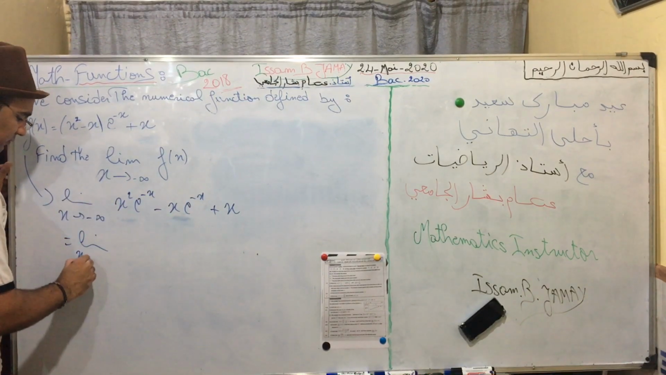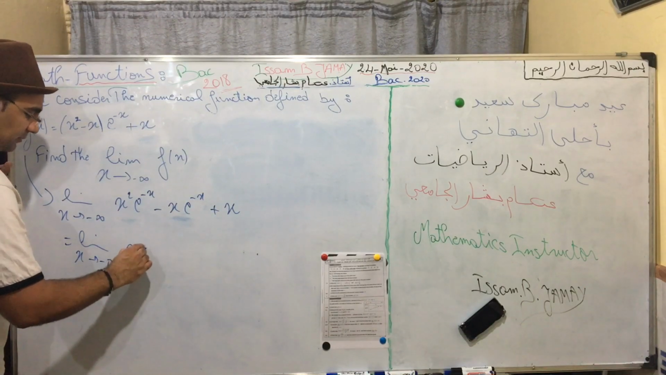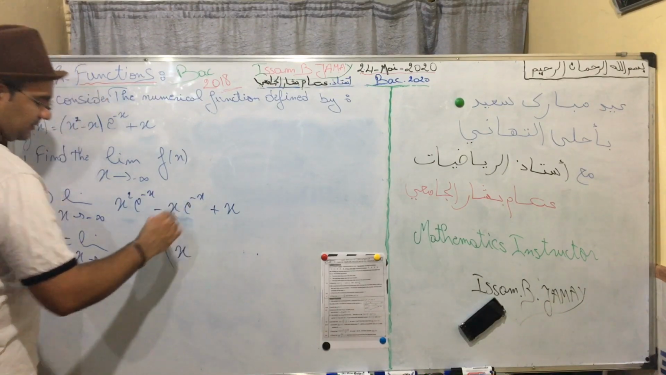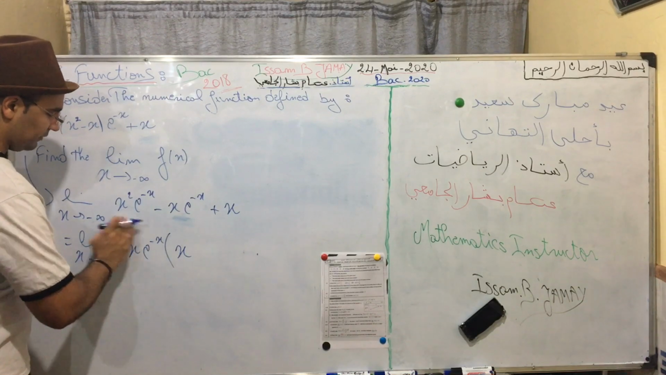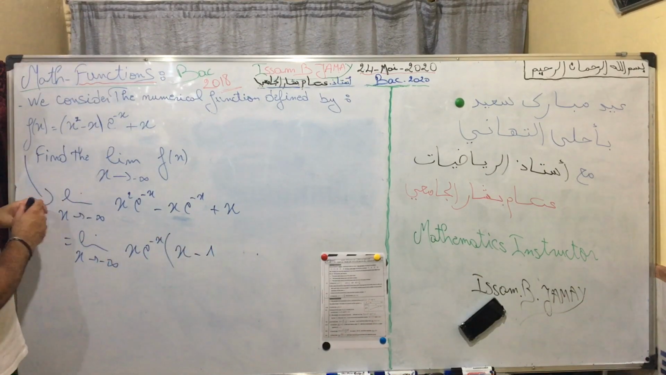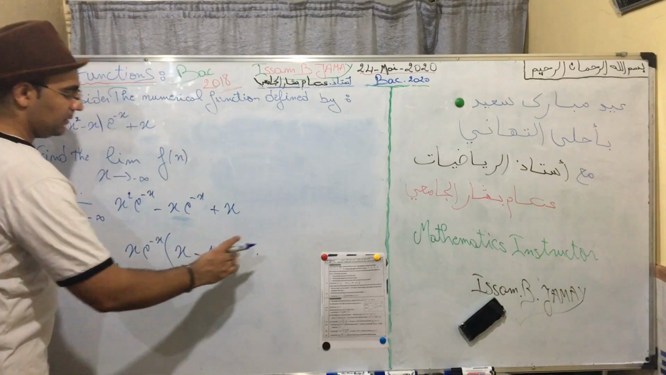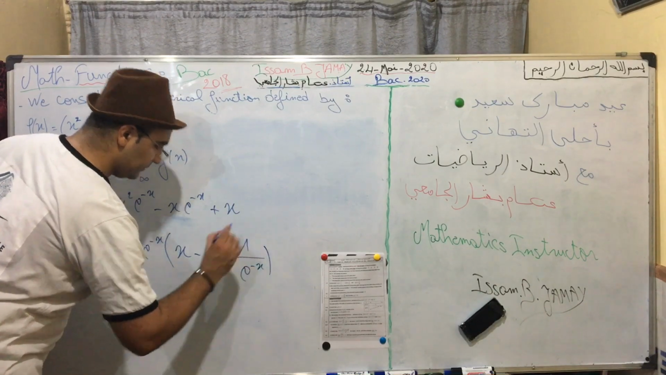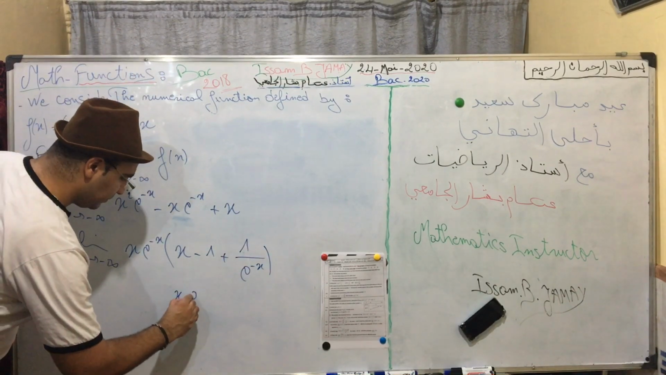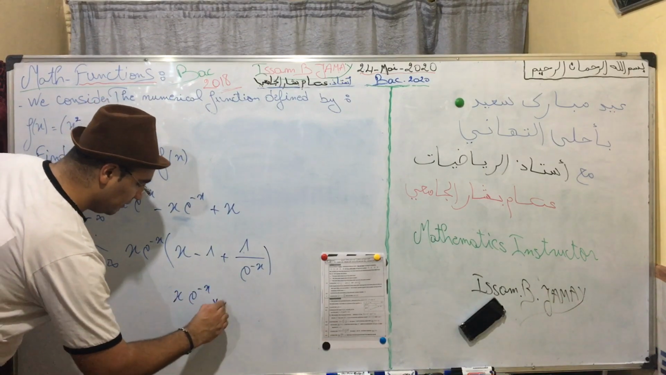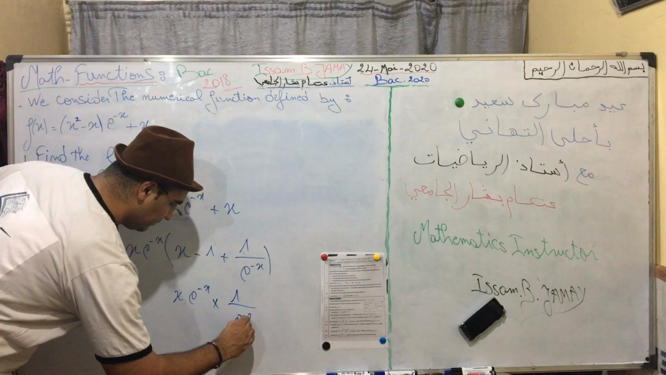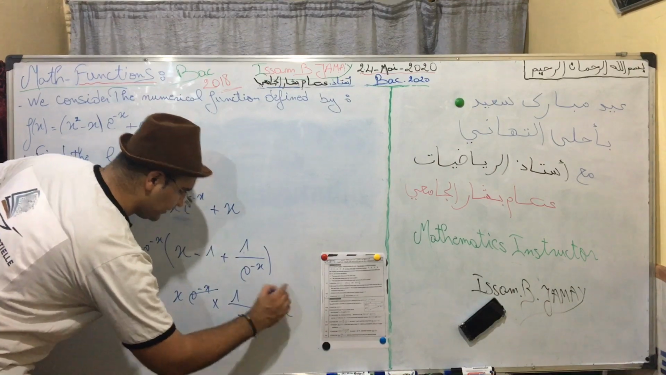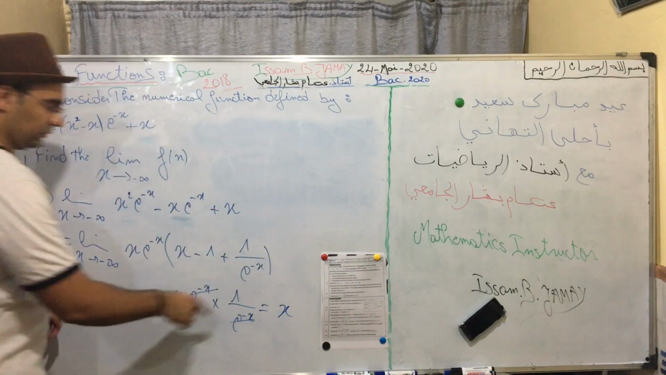Equal to the limit when x goes to minus infinity of x multiplied by exponential minus x, multiplied by x minus 1, because this one multiplied by this one gives this. And for this one, it's going to be plus 1 divided by exponential minus x. And we will verify: exponential minus x multiplied by x multiplied by 1 divided by exponential minus x, the exponentials cancel and it stays x. So we're correct. Good.